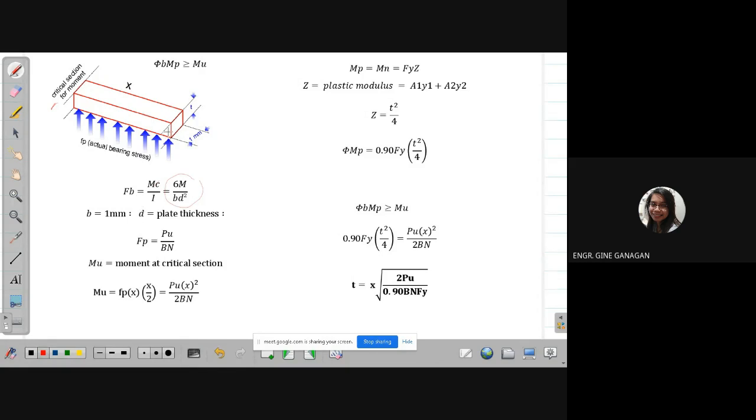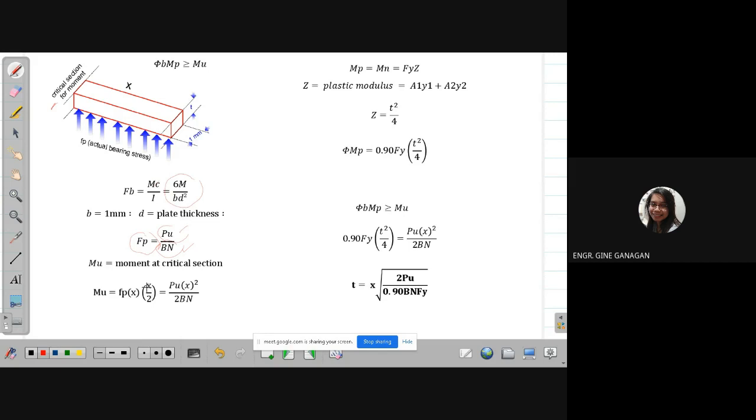Okay? So, sa pagkuha ng thickness equation nung previous slide, okay, so we have here the stress sa pressure, yan yung FP, yung bearing natin, for the base plate, yung column base plate. Always remember that stress is equal to load over area. So yung load natin, PU, yung area natin is BN. So always remember, stress is equal to load over area.